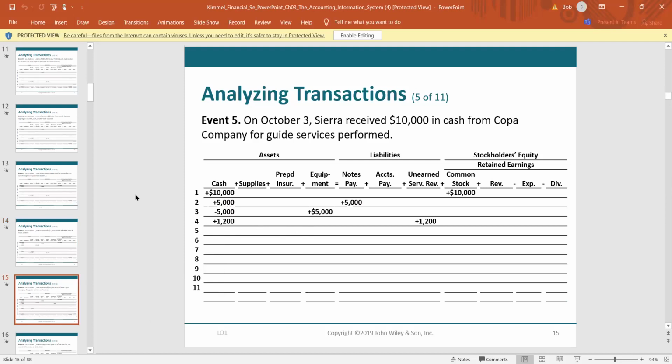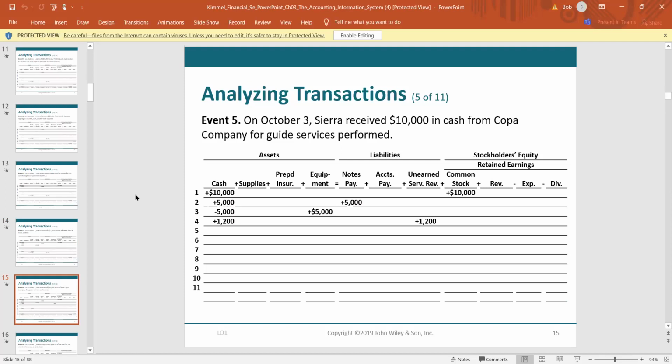Cash goes up, but you notice that the 1,200 comes under an account called unearned service revenue. We're going to get into that later on. Just real quick, unearned revenue represents cash that you received in advance of doing anything for the customer. A good example would be a lawyer. You want the lawyer to work on your will, say. You go to the lawyer's office and the lawyer says, I'll be glad to do it. You just have to give me a $1,000 retainer right now. So you give that lawyer the $1,000.